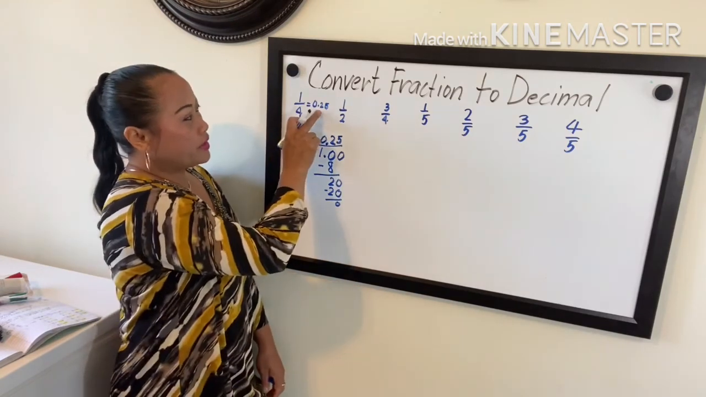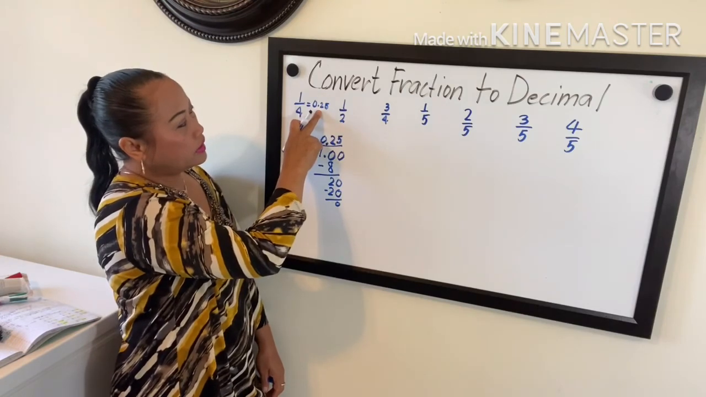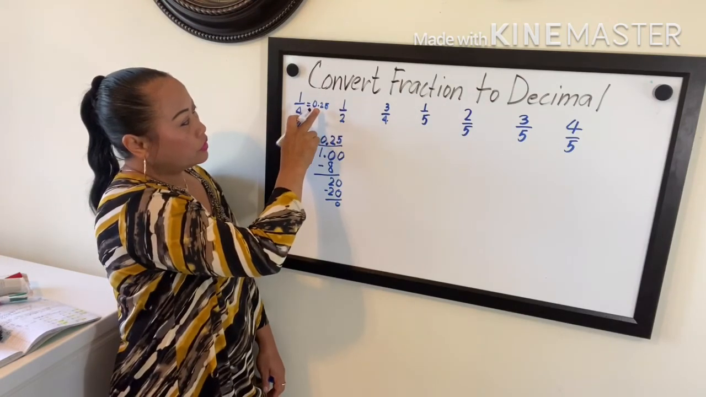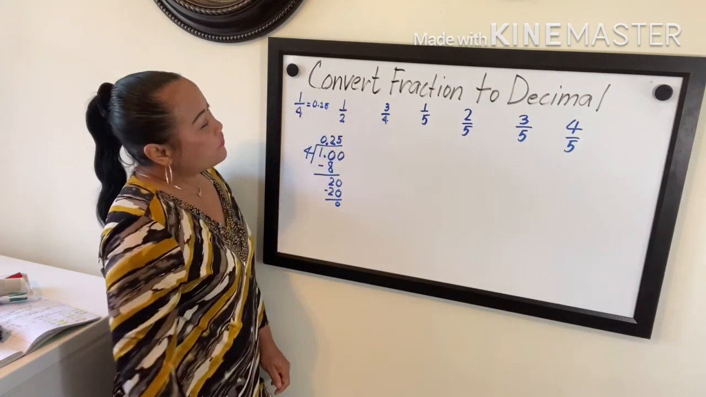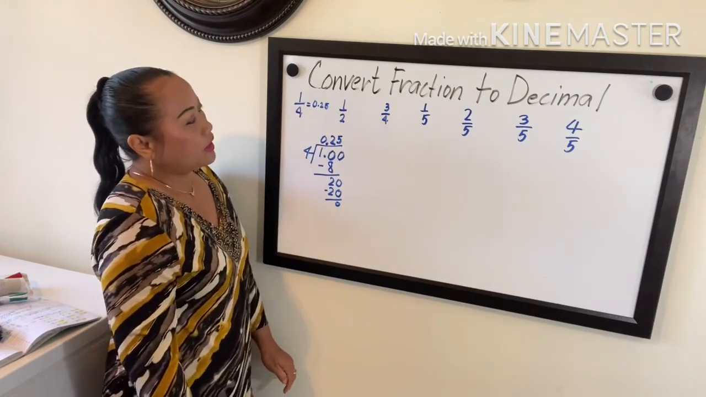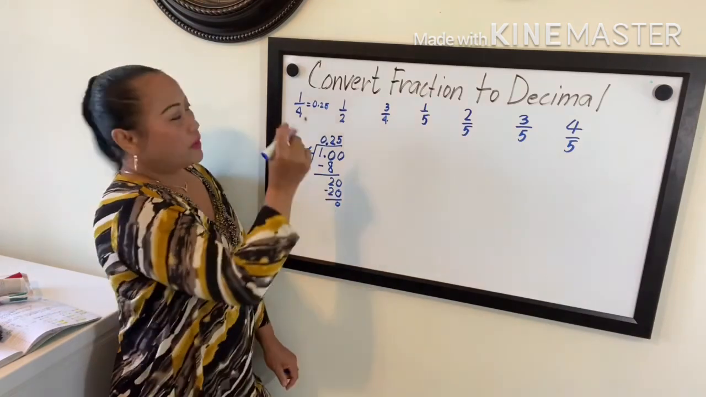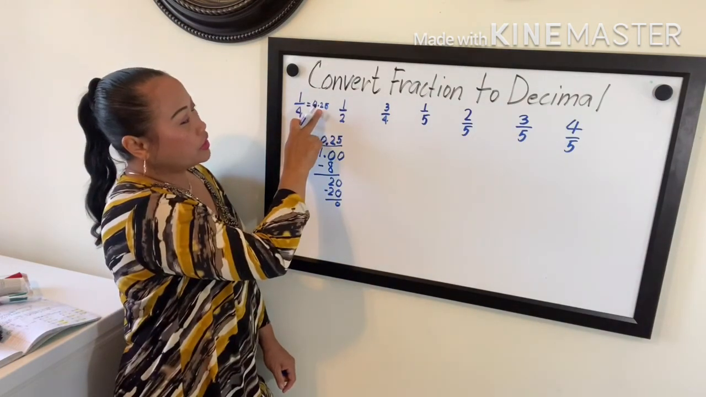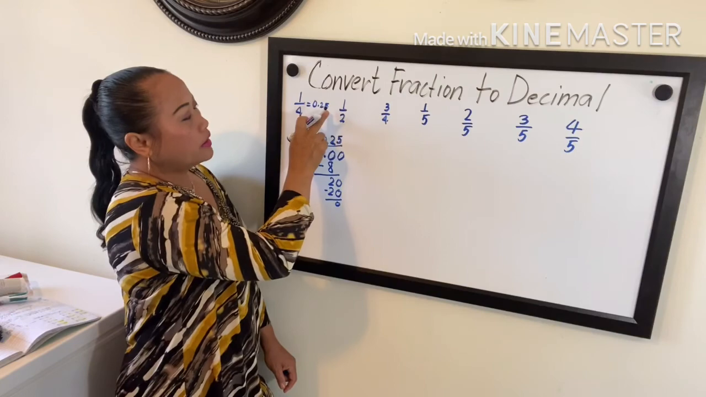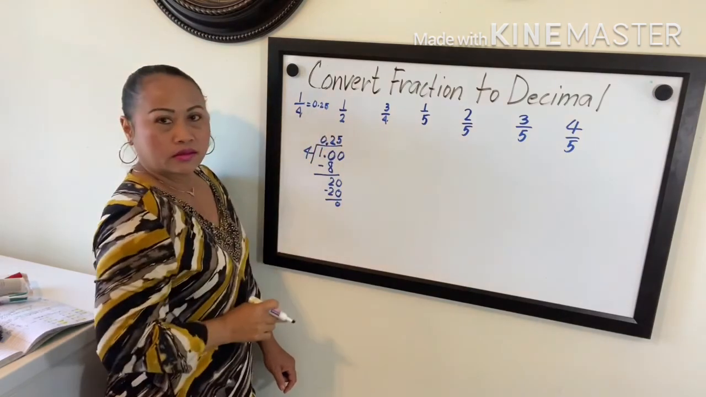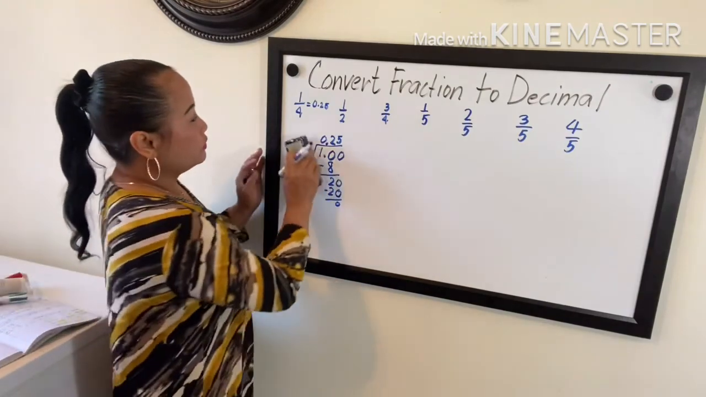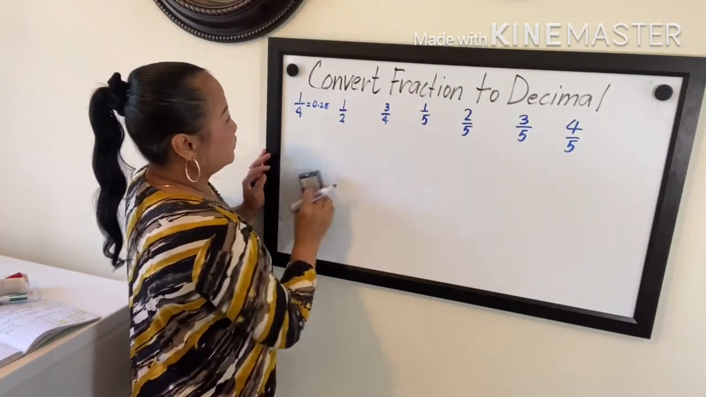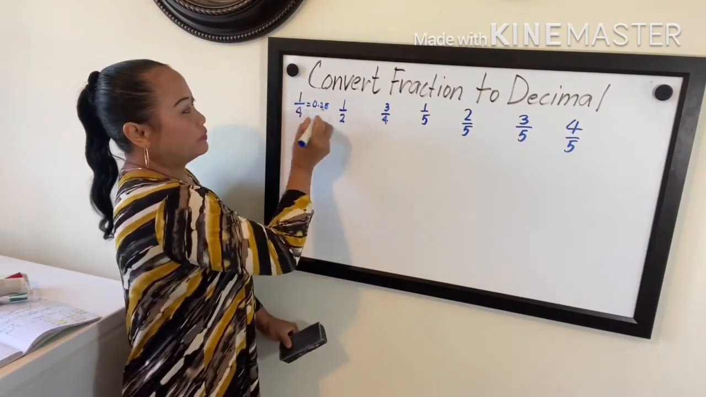Or we can read this as 25 hundredths. The place value of 2 here is 2 tenths and then 5 hundredths. Okay, so that's the answer here.